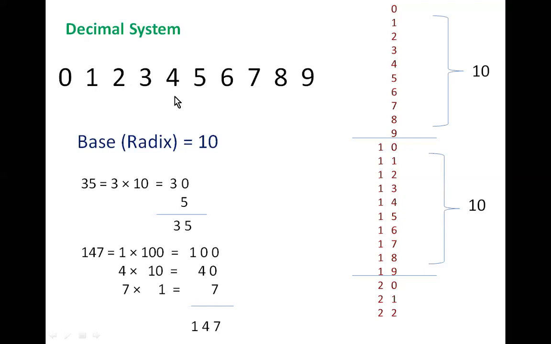We have not yet given weights to these symbols. These are just symbols. How many symbols are there? 10 symbols, 0 to 9. So totally there are 10 different symbols in the decimal system. By using these symbols we can count, or we can make numbers.